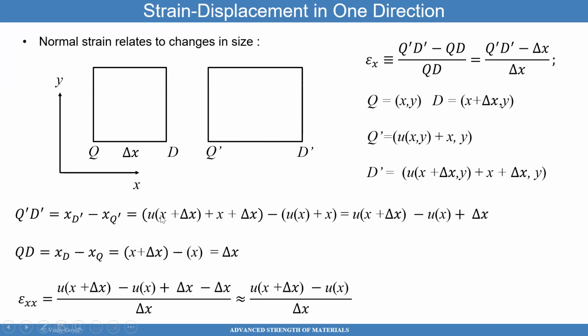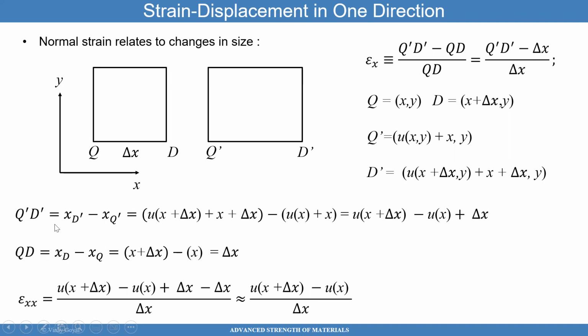So let's look at this. I took this component of X, which is D for D prime, this one right here, subtracted the component for the X coordinate for Q prime, which is right here. I just copied that over, and I copied this over, the X component of that coordinate. When I do that subtraction, you notice here that X cancels out. And so I get this minus u of x plus delta x. Perfect. We also stated that QD was delta x. That was earlier when I made this delta x.